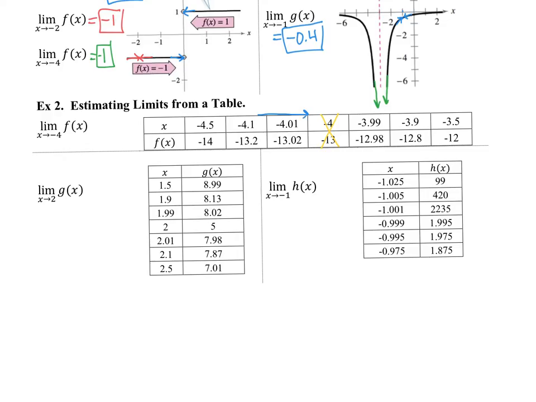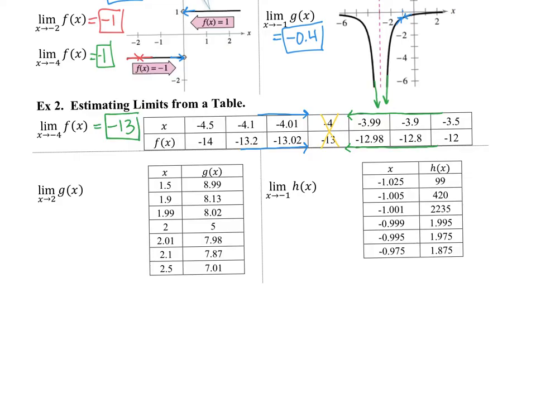Okay, as x is approaching -4, the y values, -14, -13.2, -13.02, they seem like they are approaching -13. If I come from the other side and I approach -4, so -3.5, -3.9, -3.99, and you should be getting closer and closer to -4 if this is a good table, the y values also appear to be approaching -13. So since they both appear to be approaching -13, then -13 is a reasonable estimate for the limit.